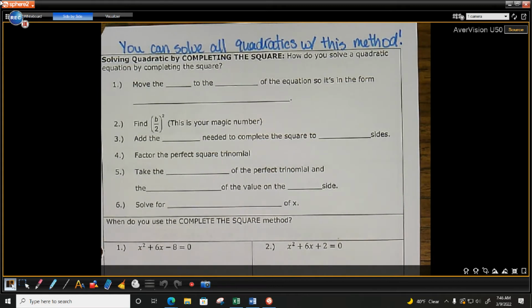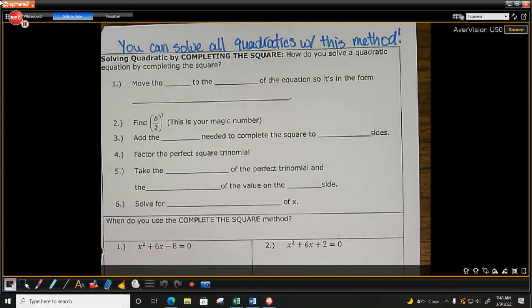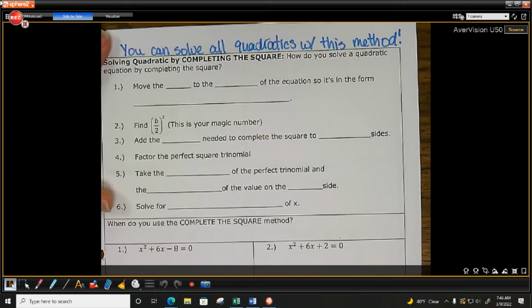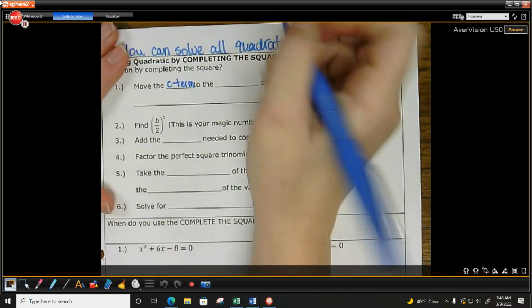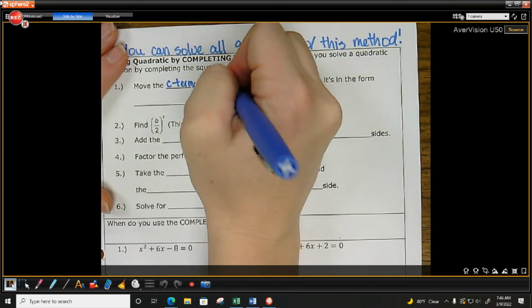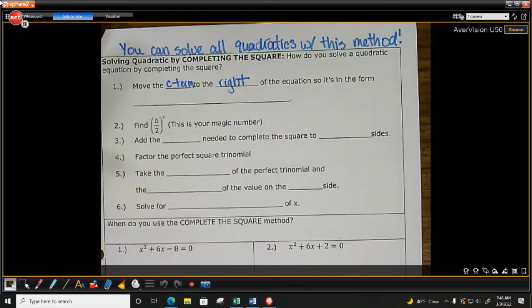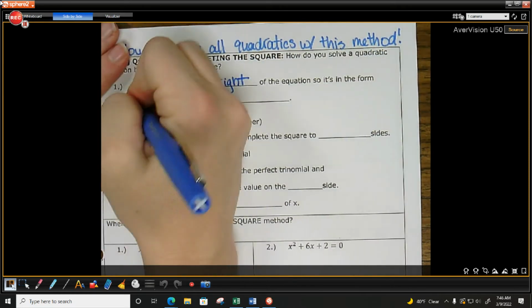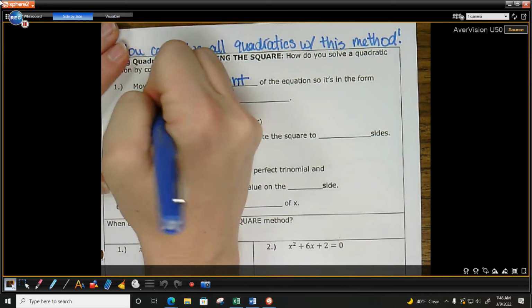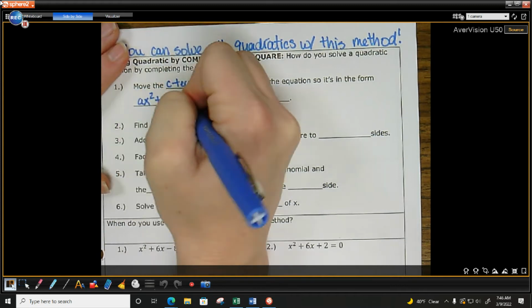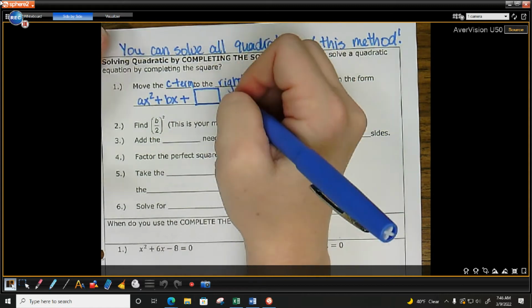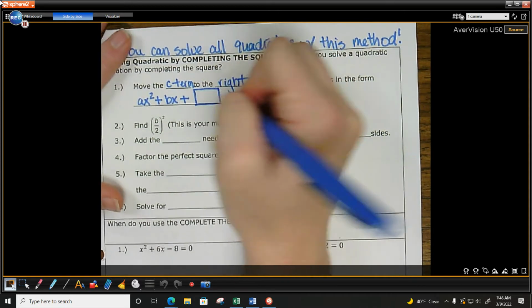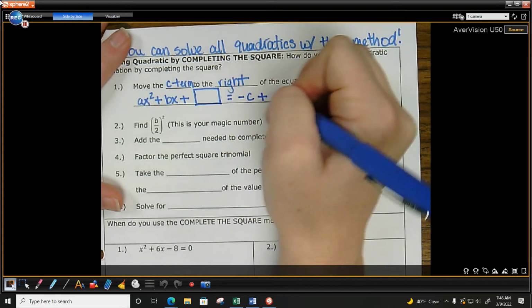Okay? So, when we are completing the square, you're going to move the c term to the right side of the equation, so it's in the form ax squared plus bx plus, and I'm going to put a little box here because that's going to be what we use to complete the square, equals negative c plus the same box.